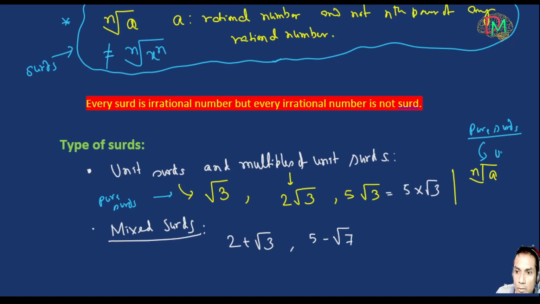You can say the unit Surd also. And if I multiply with some natural number, then we get the multiple of the unit Surd. Here there are two parts, one rational and another irrational part. So you can say it is a mixed Surd. This part is the irrational part and this part is rational. Next we learn the compound Surds.